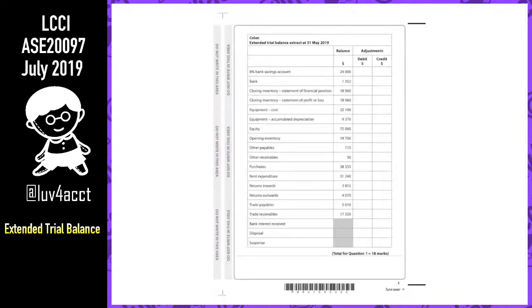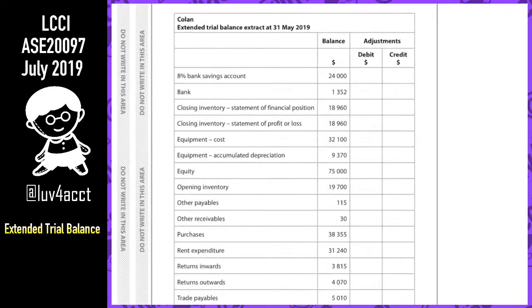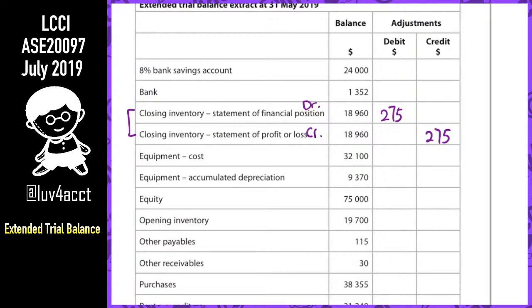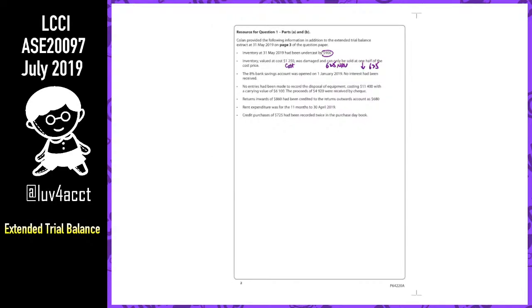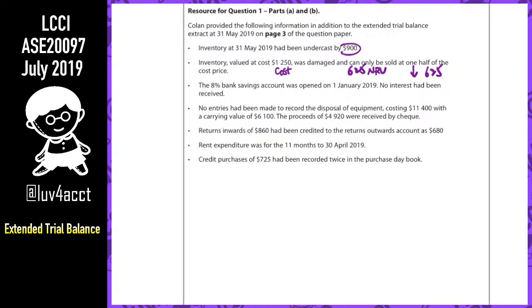So 275. Let us go to the extended trial balance, closing inventory you see here. We have to increase the amount. Statement of financial position is on the debit side, profit and loss on the credit side. So if we want to increase, it would be on the same side as the normal balance. Next part, items 1 and 2 finished, and then we go on to item 3.